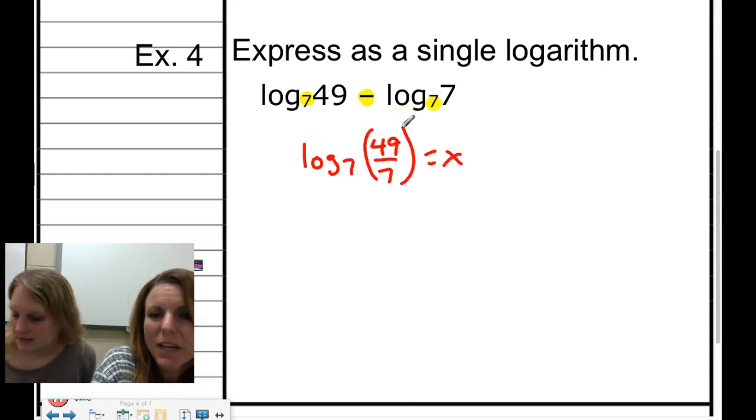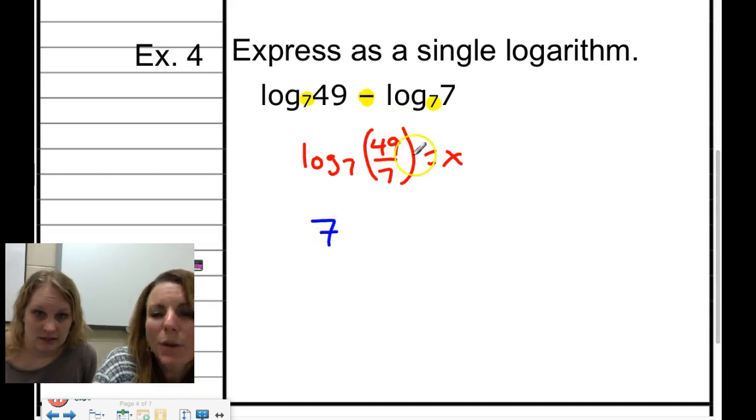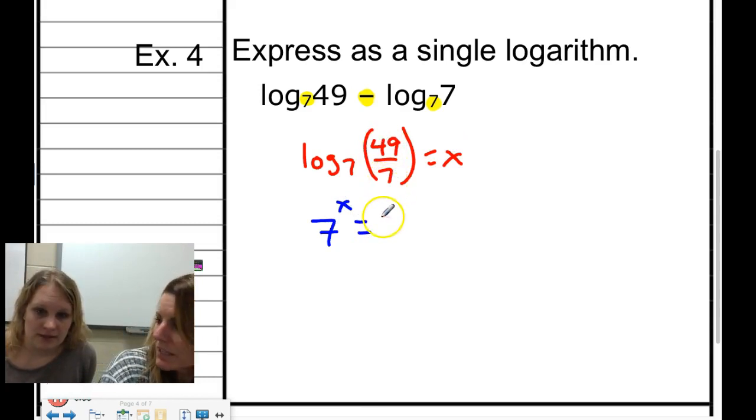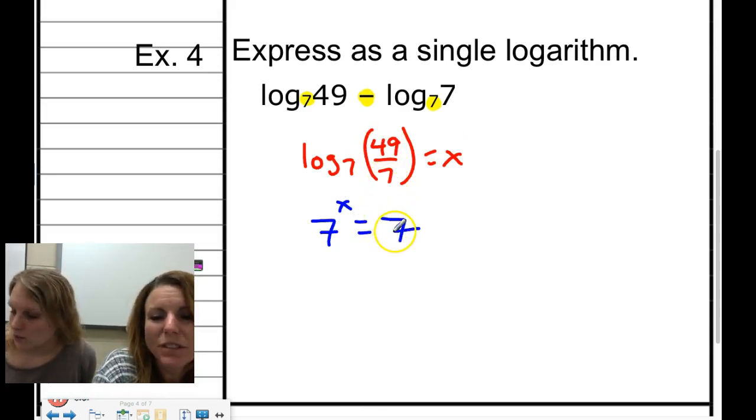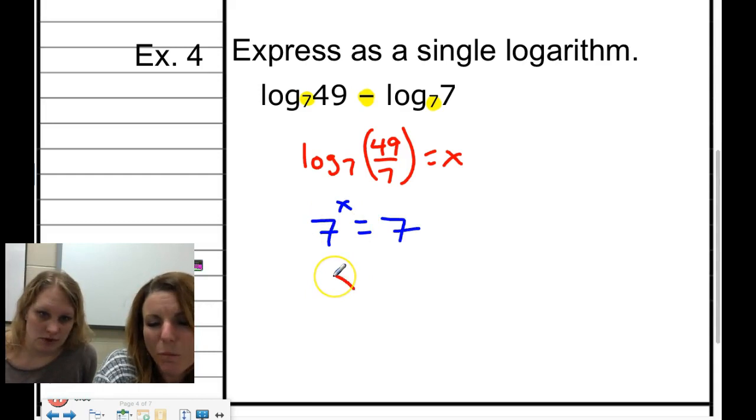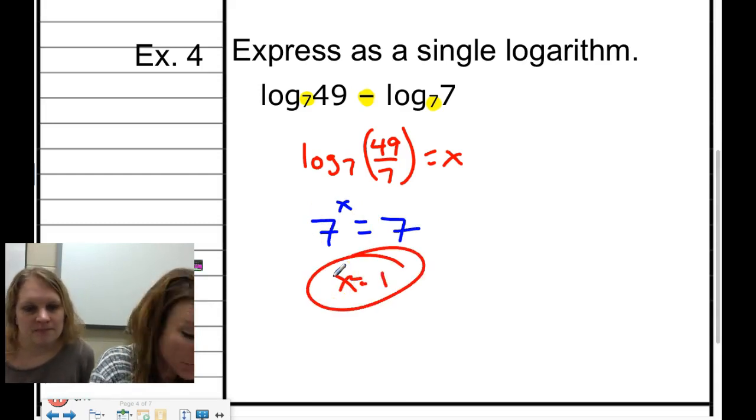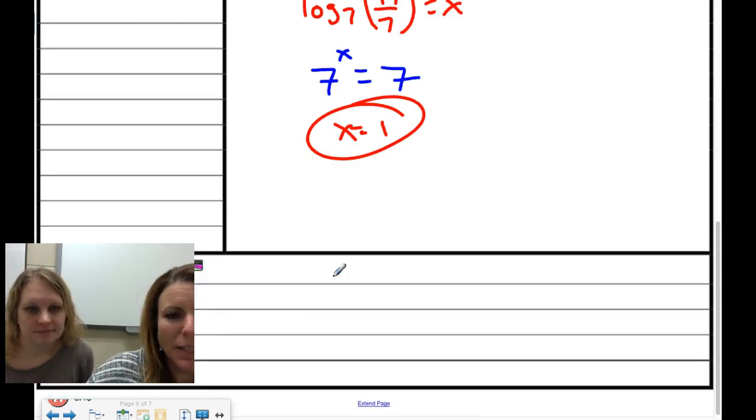Now we're changing it to log base 7, raised to that power, x equals 49 divided by 7, which is 7. So 7 to what power is 7? It's 1. Pretty easy. All right, next page.